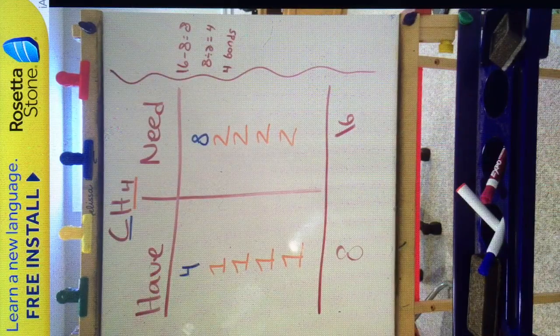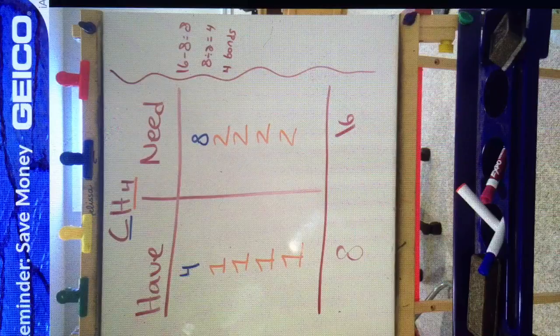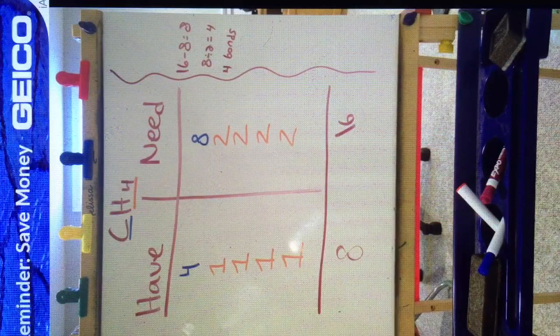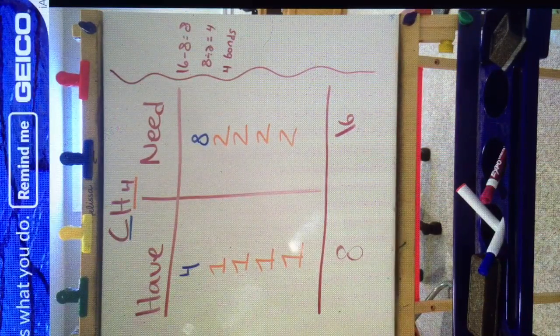So the first step is to find the total number of valence electrons in the structure. Carbon will have 4 because it is in group 4, hydrogen will have 1, but since there are 4 hydrogen atoms, there will be 4 electrons in total. To find the number needed, every element wants 8 electrons except for hydrogen that wants 2, beryllium that wants 4, and boron that wants 6.